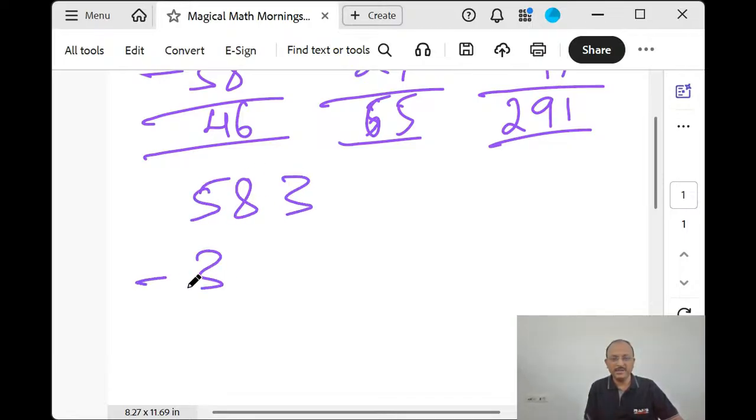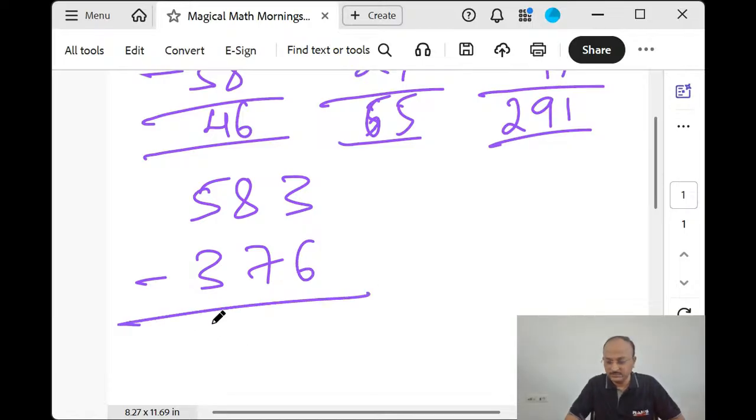583 minus 376. Quickly. In mind, you can say 476, 576, and then write 2. Correct? No? Like this. Yes? Perfect. See, 476, 576, 200. Then 76, nothing to add in the template. It's only 7, 207. Correct?